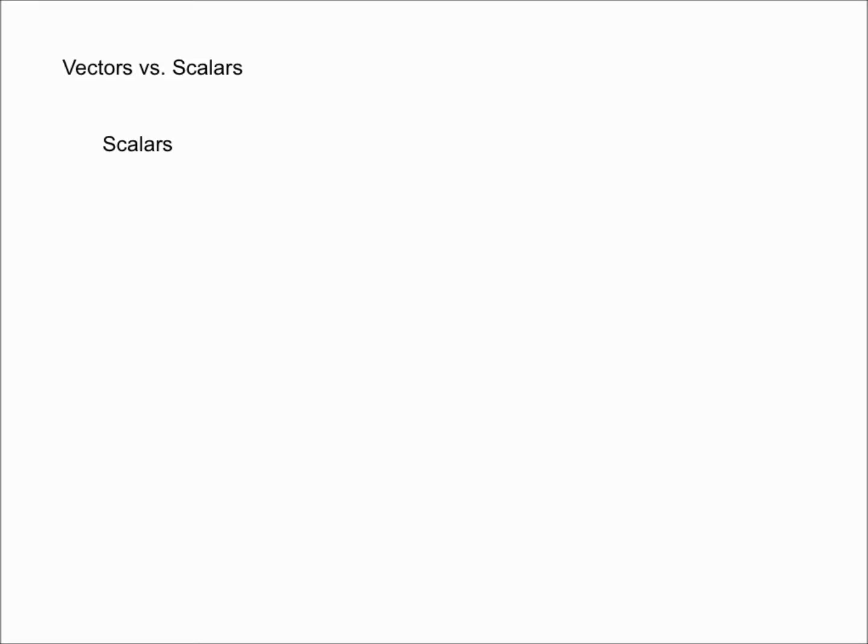In this video, I'm going to explain the difference between vectors and scalars. Basically, a scalar is simply a number with its unit. And be careful about this, because a number by itself doesn't represent pretty much anything in physics.